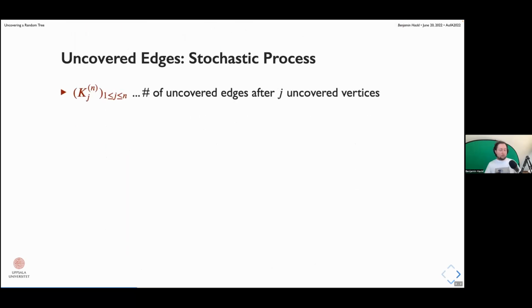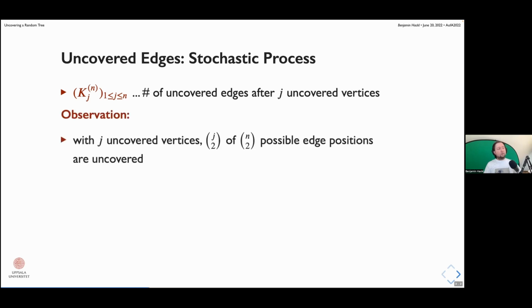Now with this function at hand, we can investigate the process a little bit closer. And in order to do that, we called the process KJN, the process of the number of uncovered edges after j uncovered vertices. So j runs from 1 to n, is sort of the time step in this process.